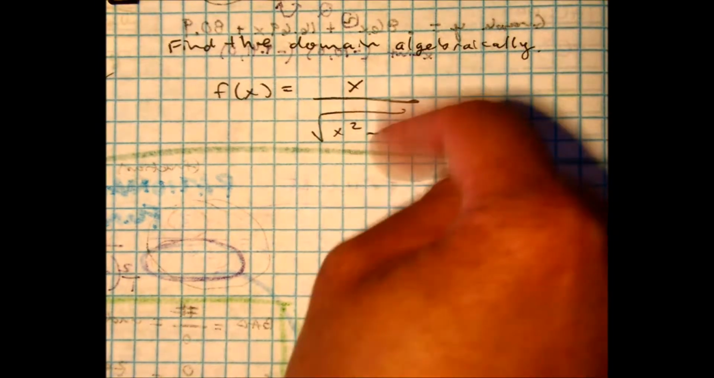Alright, let's go over this problem. We need to find the domain of this rational function. We've been learning about rational functions. It's just a fancy way of saying a fraction, but with polynomials. And we just reviewed, when is it bad?